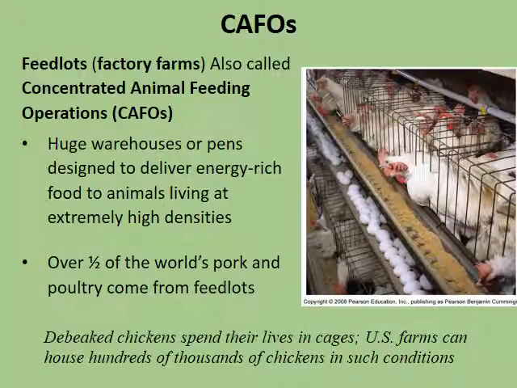Our CAFOs are our feedlots, the factory farms: concentrated animal feeding operations, or feedlot operations. These are huge warehouses and pens, and the animals are very closely packed. The image you're seeing on the right is actually a really decent looking CAFO. These birds are really good looking, and that's actually not the case with most of these CAFOs.